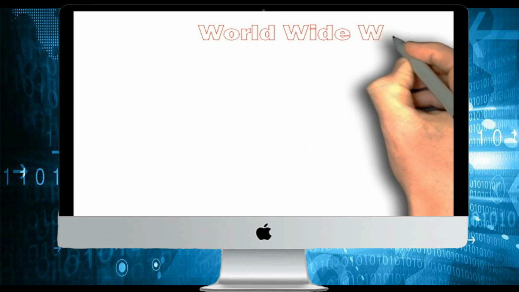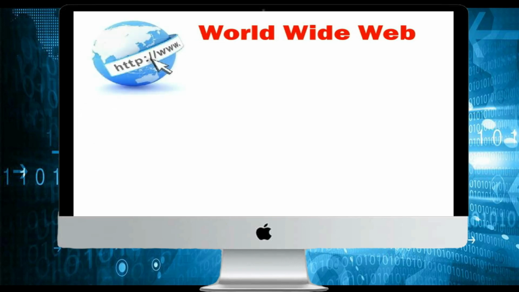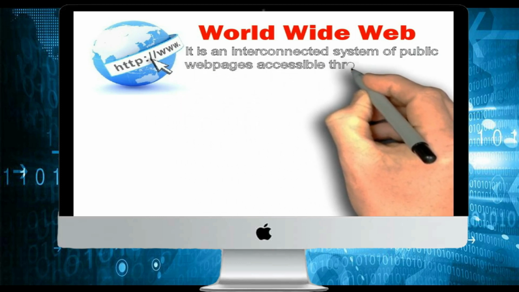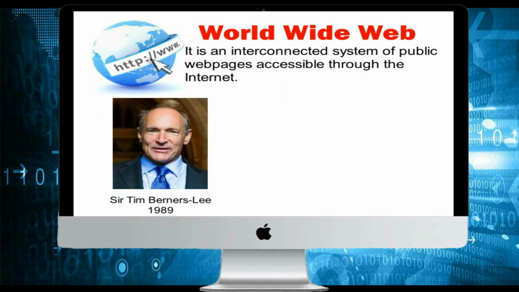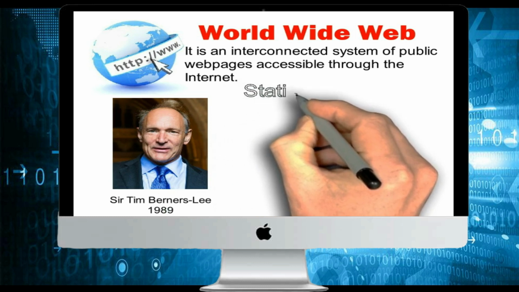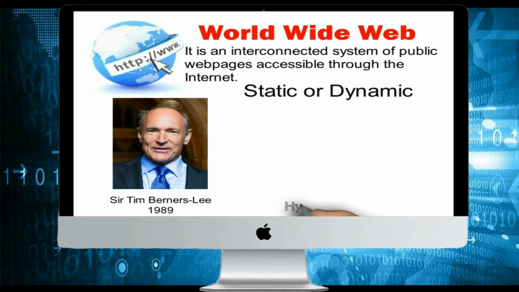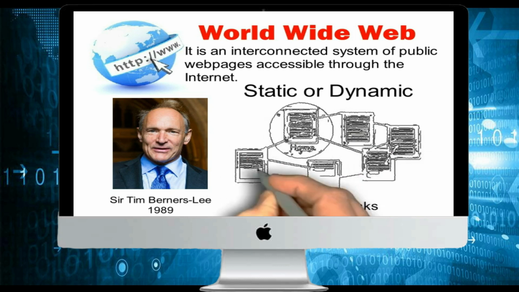The World Wide Web, commonly referred to as WWW, or simply the web, is an interconnected system of public web pages accessible through the internet. It was invented by Sir Tim Berners-Lee in 1989. Web pages are what make up the World Wide Web, and it can either be static or dynamic. It is an information system on the internet which allows documents to be connected to other documents by hypertext links, enabling the user to search for information by moving from one document to another.